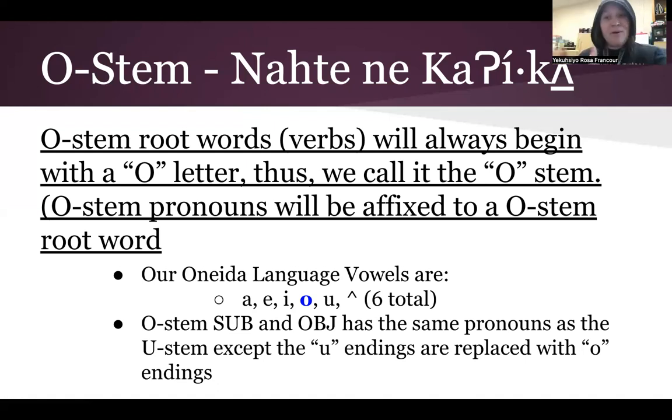For the U stem, all the pronouns end in a U. They are exactly the same. You could interchange all of the O's to U's and you'll have the U stem. You change all the U's to O's, you'll have the O stem. So we kind of call them sister stems. They're similar, but they're still different.